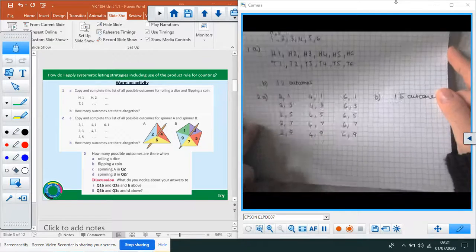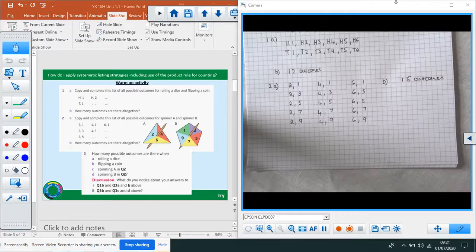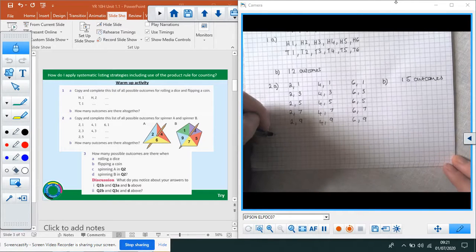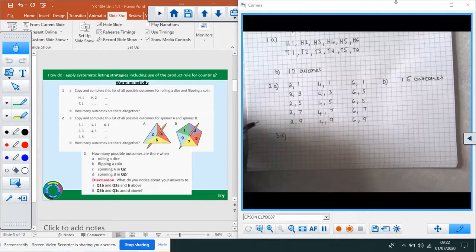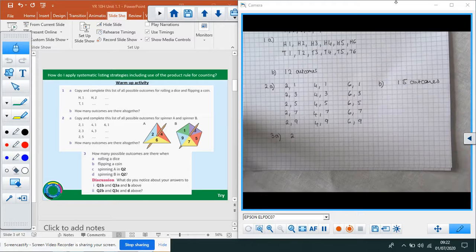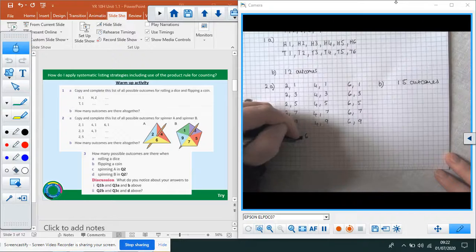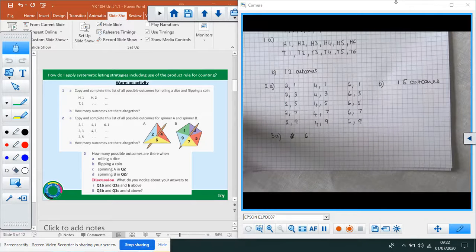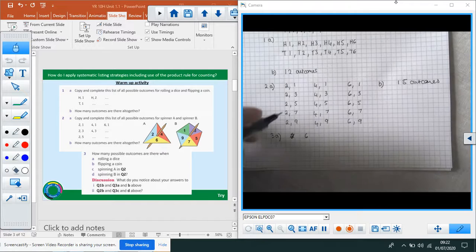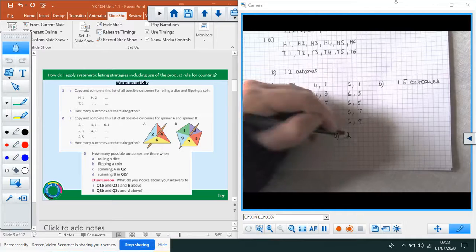So then for question 3, it's just breaking down what you've done previously, okay? So 3A says, how many possible outcomes when you're rolling a dice? So there's 6. We discussed that up there. 1, 2, 3, 4, 5, or 6. Okay? B has asked you for flipping a coin, and as we've said, there's 2 options for flipping a coin, heads or tails.